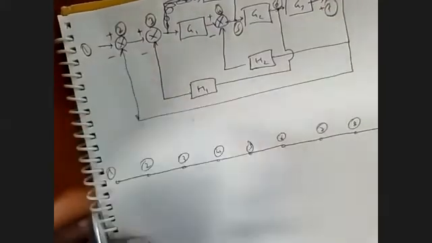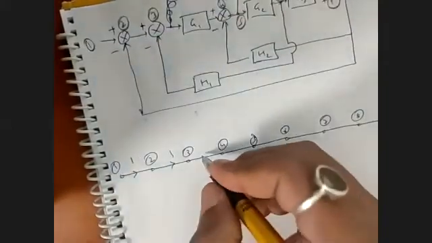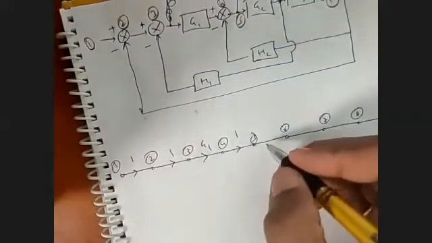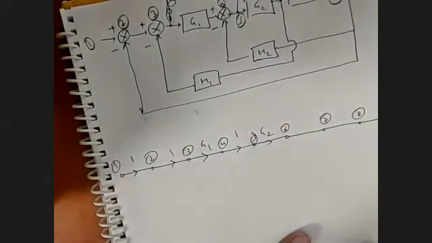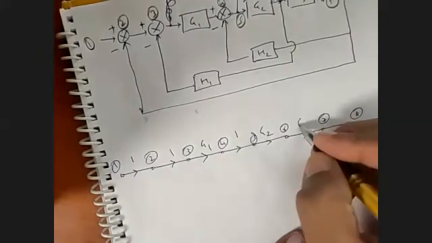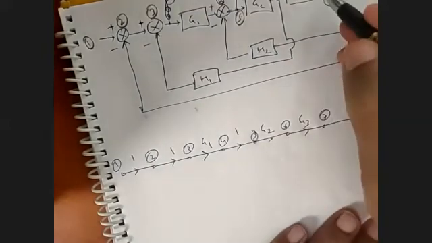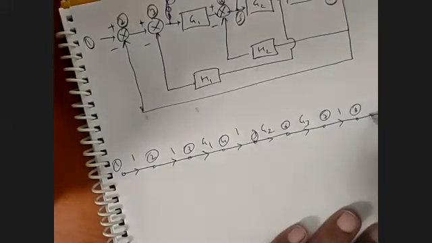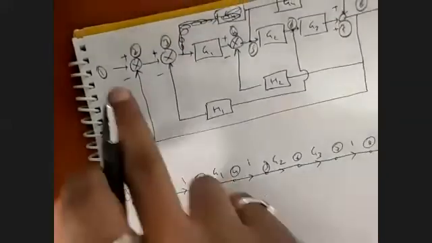Now we have 1 and 2 connected with gain 1. 2 and 3 is also connected with gain 1. 3 and 4 is connected with gain G1. 4 and 5 is connected with gain 1. 5 and 6 is connected with G2. 6 and 7 is connected with G3. 7 and 8 is connected with 1, and 8 and 9 is connected with 1. So I have written down the branches which are represented by this state diagram.